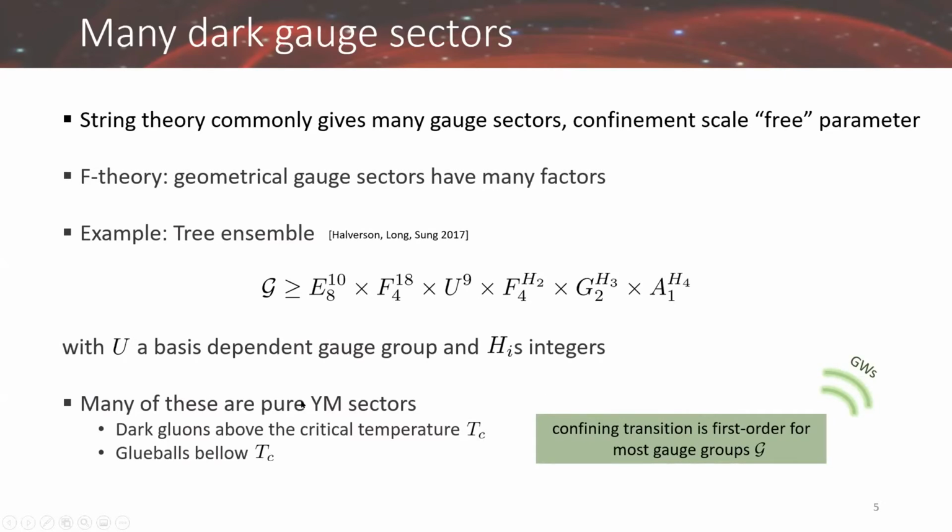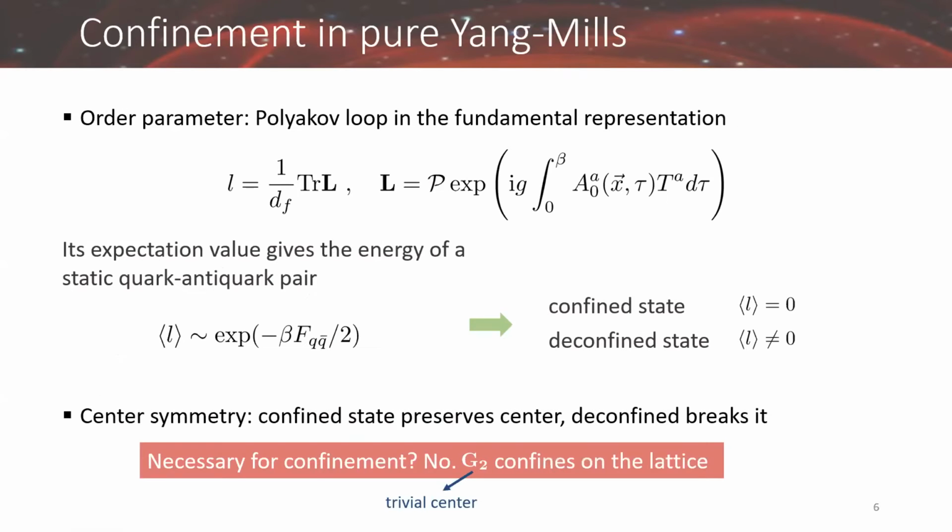Many of these sectors are going to be Pure-Yang-Mills, so they have no matter. Above some critical temperature, at high temperatures, you have dark gluons that are free. Once the temperature goes below this critical temperature, these confine into glueballs. This transition is known to be first order, or expected to be first order, for most gauge groups, and these are going to produce gravity waves.